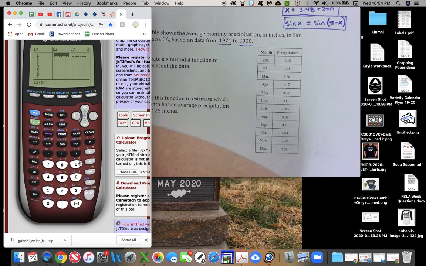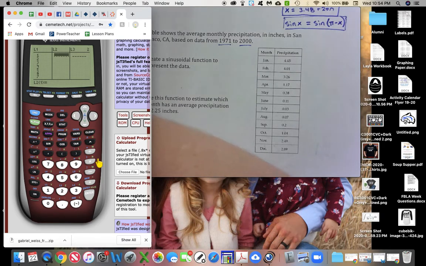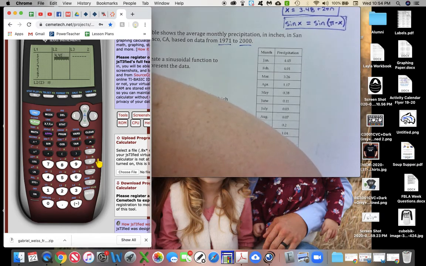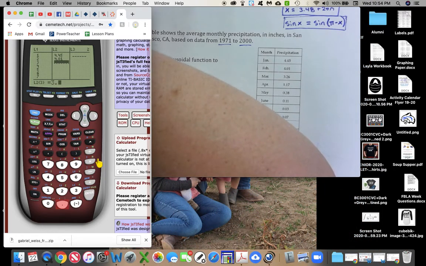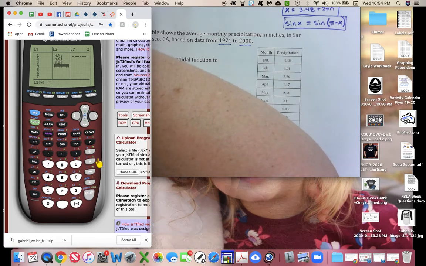Then I go over to column 2, and I'm going to type in my precipitation, so 4.45. Give me just a second to do this. You might want to practice doing this also on yours so that you can click the right buttons. If you need to pause, go for it.